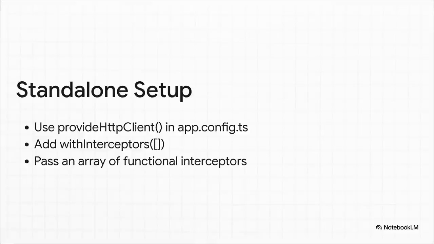Standalone components are all about reducing boilerplate, and the HTTP client is no exception. We no longer import HttpClientModule. Instead, in your app.config.ts file, you use the provideHttpClient function. To register our interceptors, we simply pass the withInterceptors function directly into provideHttpClient. Inside withInterceptors, you just drop in an array of your functional interceptor names. Honestly, it's that clean and simple.